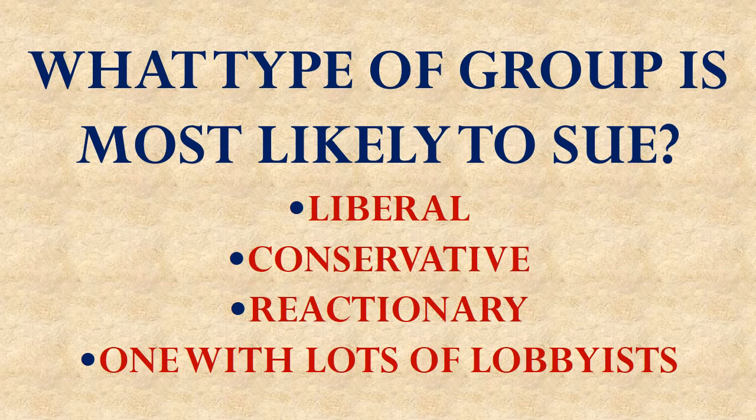What type of group is most likely to sue? Is it a liberal group, a conservative group, a reactionary group, or one with lots of lobbyists? It's probably going to be a liberal group, because these lawsuits are brought to change things, and liberals are more likely than conservatives to want to change things. It's also, just to talk about the last possibility there about lobbyists, if a group can afford lots of lobbyists, then it's probably really not looking to litigate. This is a method that's going to be more likely used by groups that don't have the money for a bunch of lobbyists.